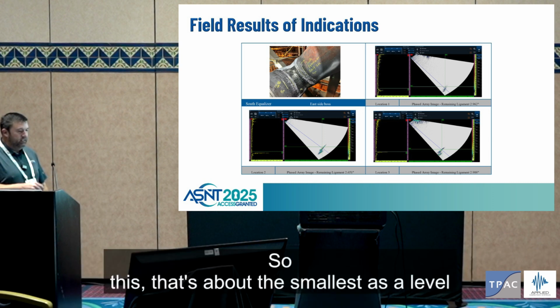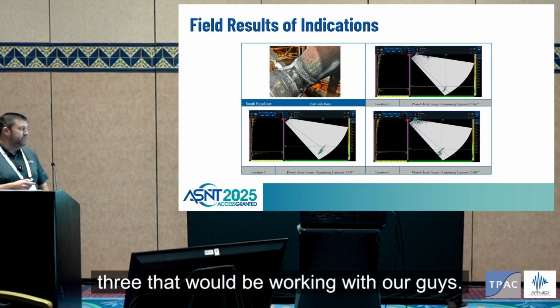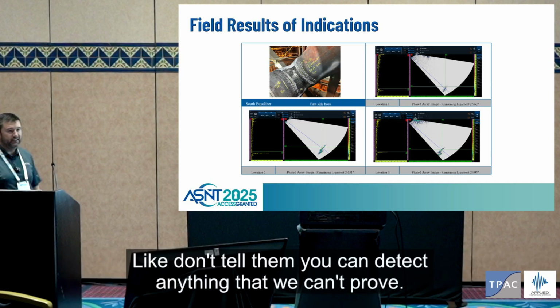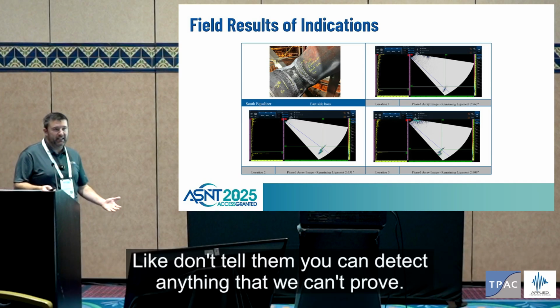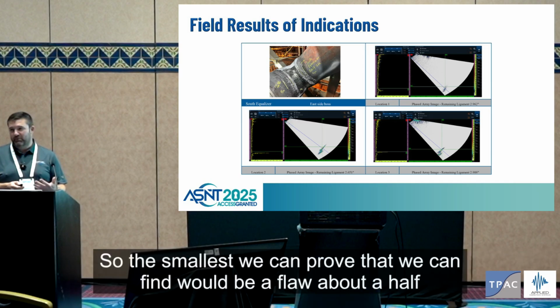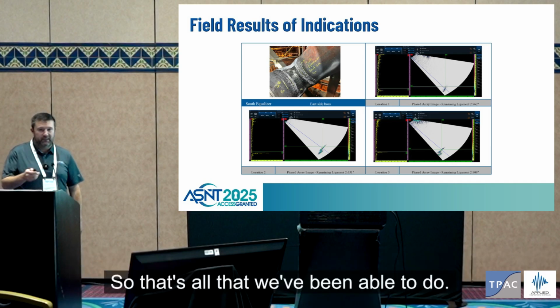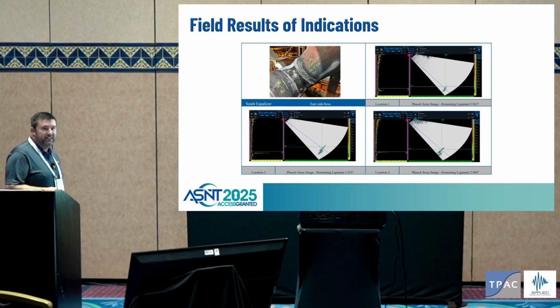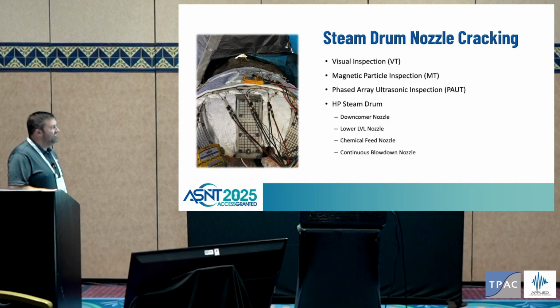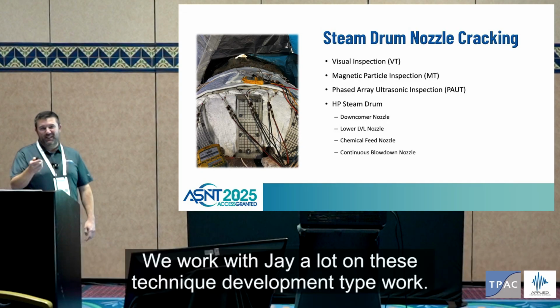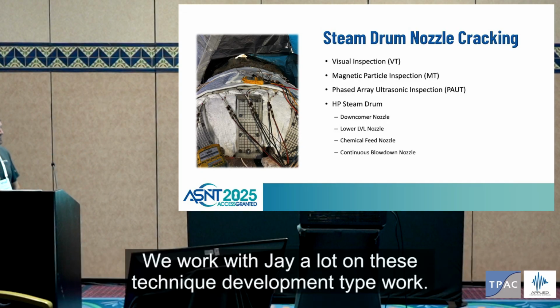So that's about the smallest as a level 3 that would be working with our guys. Like, don't tell them you can detect anything that we can't prove. So the smallest we can prove that we can find would be a flaw about 1/2 to 3/4 thickness. So that's all that we've been able to do. I know you can do more, Jay. We work with Jay a lot on these technique development type work.